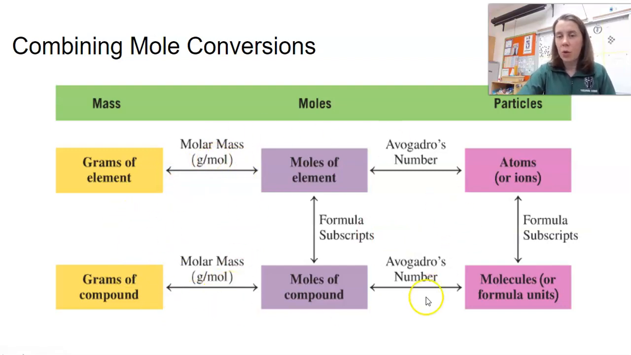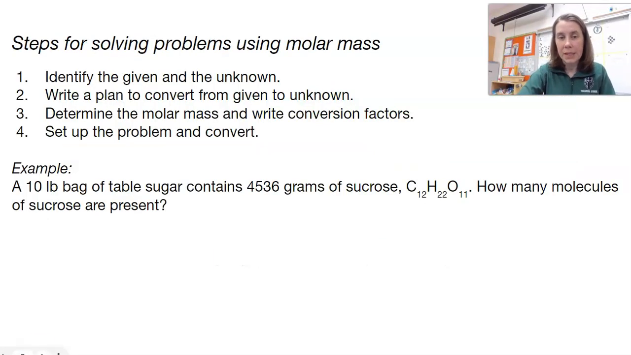This table is in your notes, and it can be helpful to make your plan if you're not sure how to proceed with a problem. So let's do one example where we combine the skills we've learned. Okay, so if we have a 10-pound bag of sugar, it's 4,536 grams. This is the formula for sucrose, which is sugar. Okay, and we want to find out how many molecules of sucrose are present.